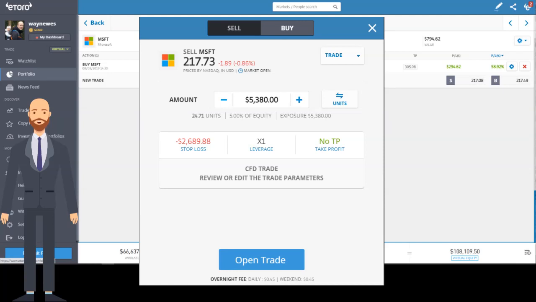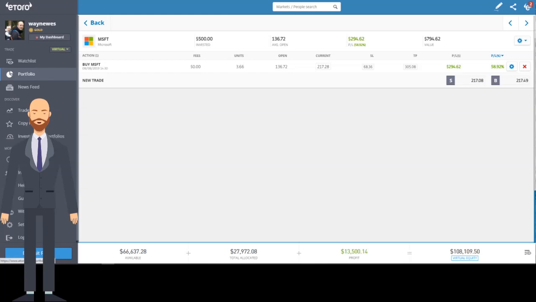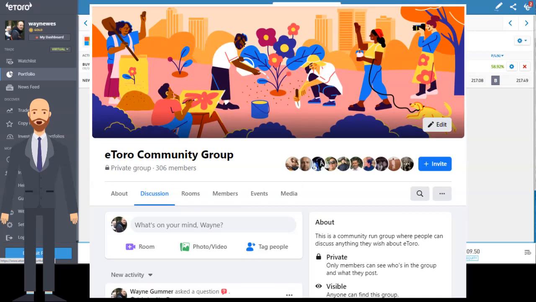This is very important because the sell button on eToro does not close your position, but it opens a short position. Now, if this does still not make sense to you, it is better to go on to the eToro community group on Facebook. The link is in the description below, and ask there, where people will be able to help you.